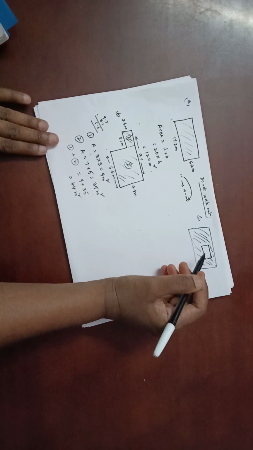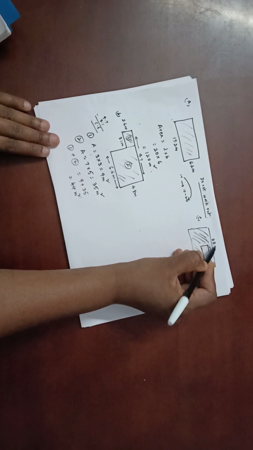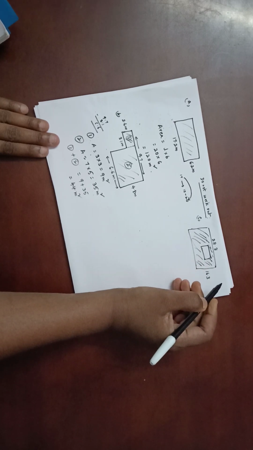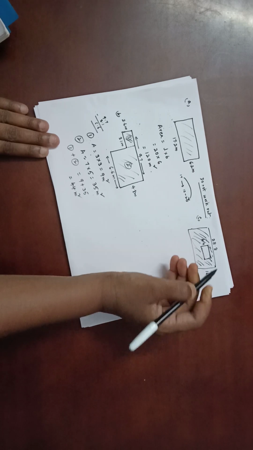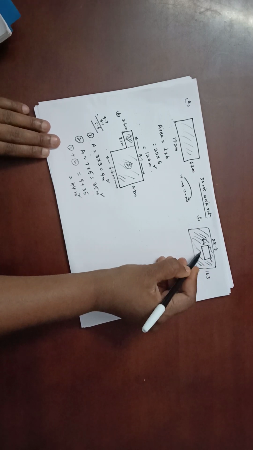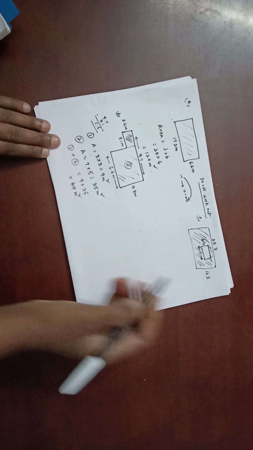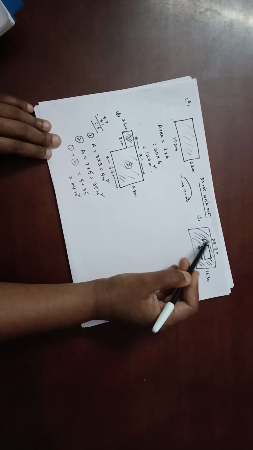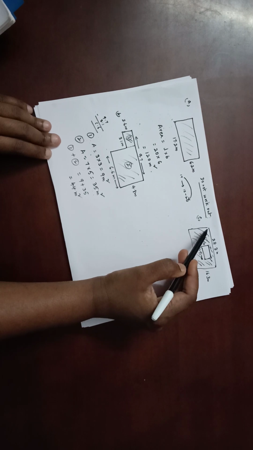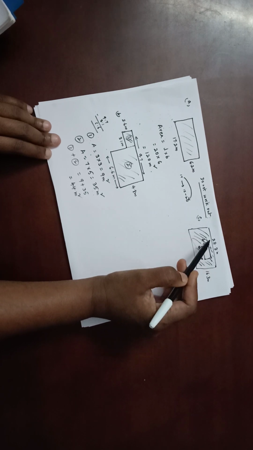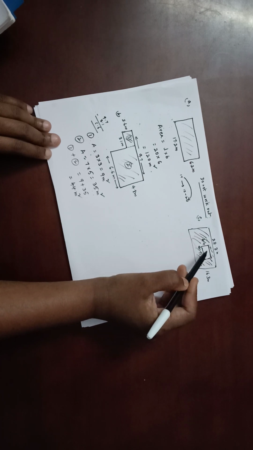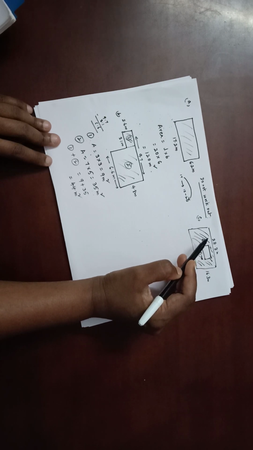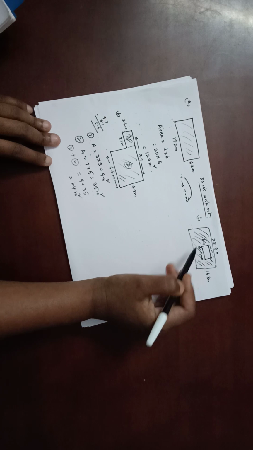The given measurements are, this is 28.8 and this is 16.3. This smaller one is 4.4, and here is 11. All are in meters. To find the shaded area, take the area of the bigger rectangle and the area of the smaller rectangle. Bigger rectangle area minus smaller rectangle area gives the shaded area.